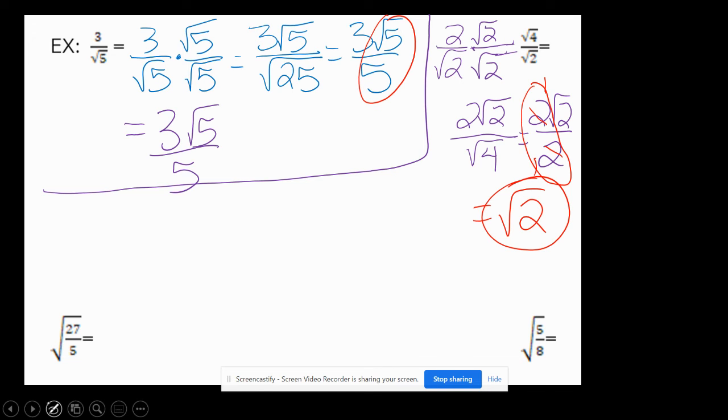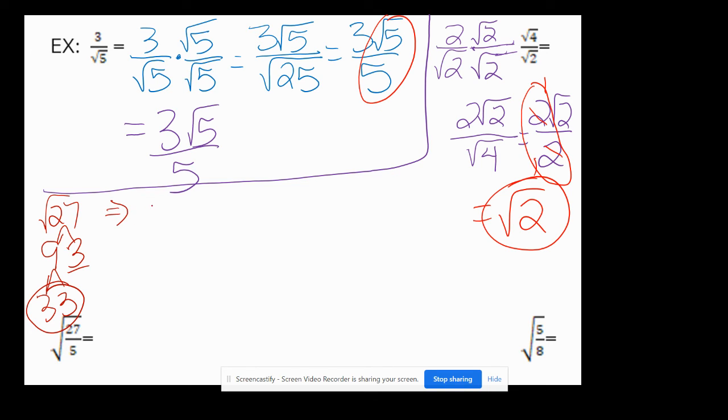Square root of 27 over 5. Square root of 27, I want to say we can probably simplify that. We need pairs, so we have 9 times 3 and 3 times 3, and I can. I've got a pair of 3's with a 3 left over. So we will rewrite the square root of 27 as 3 square root of 3.